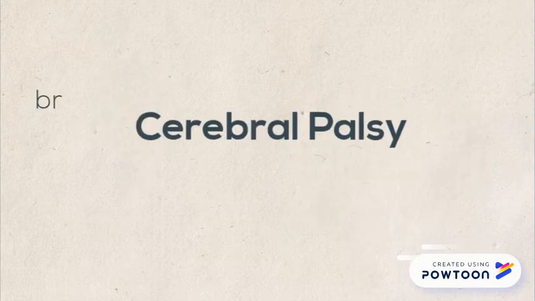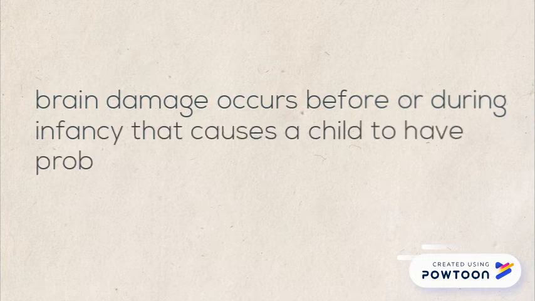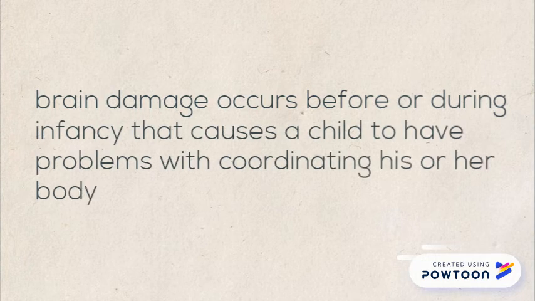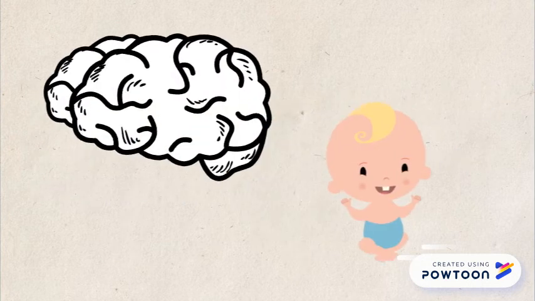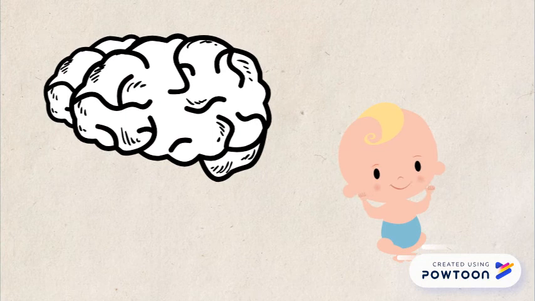Palsy happens when brain damage occurs before or during infancy that causes a child to have problems with coordinating his or her body movements. The most common form of cerebral palsy is characterized by spasticity, which means the child has overly tight or tense muscles.